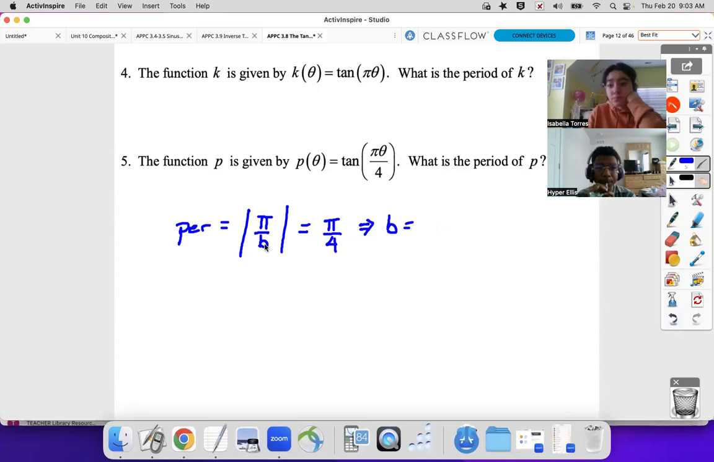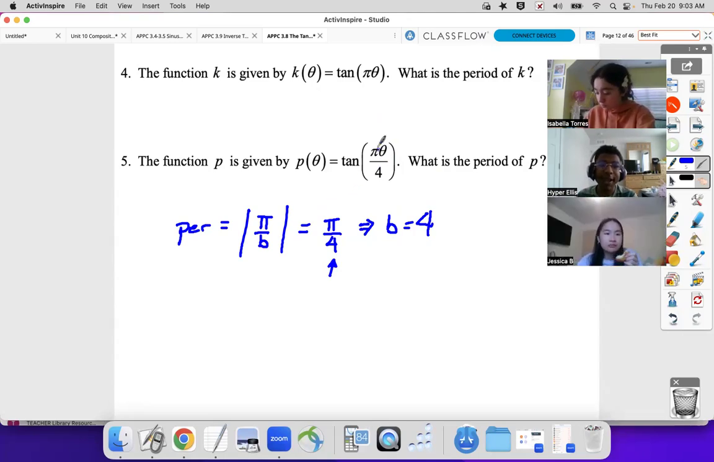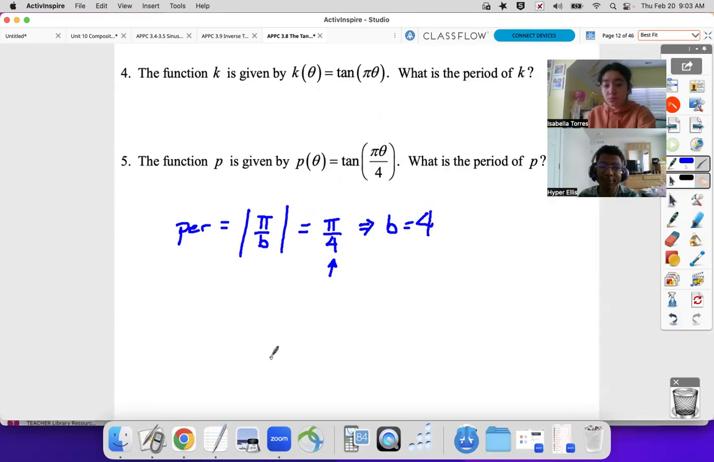Okay, so B is obviously 4 because B has to be 4, but that's not the answer to the period. The period is pi quarters. I thought B was pi over 4. No, so, oh, I'm sorry. You're saying this is B, right? Hold tight. Let me check real quick, see what's going on with this, because I thought I did this right, but perhaps I did not.